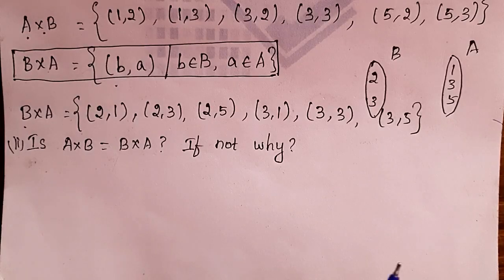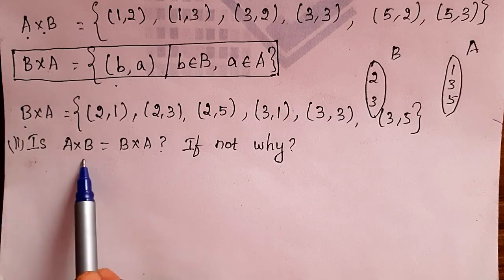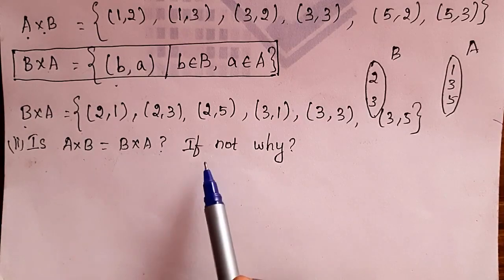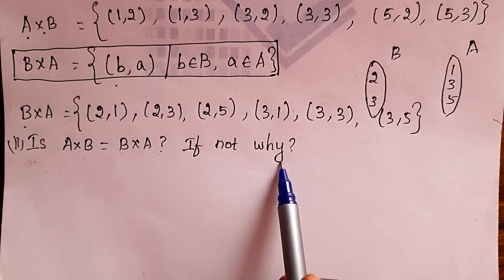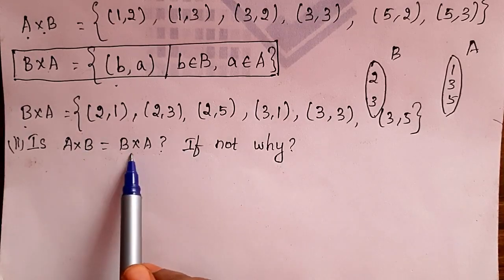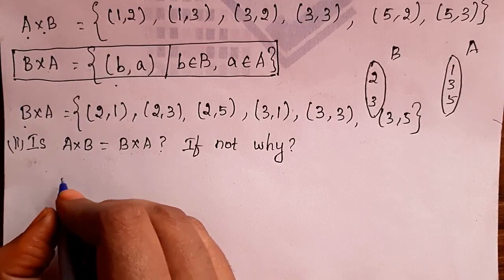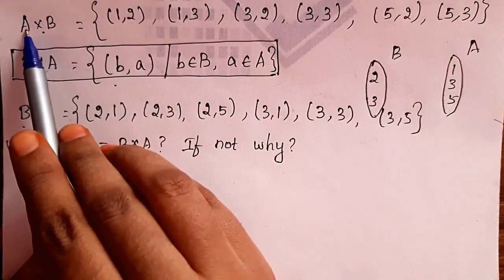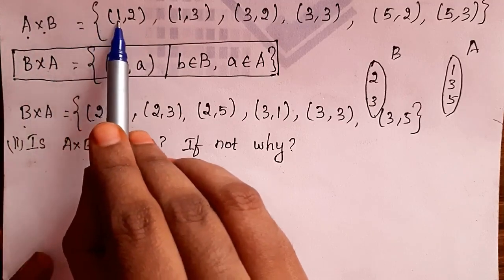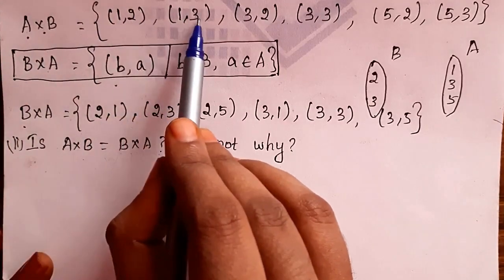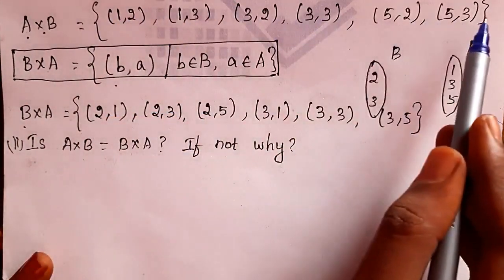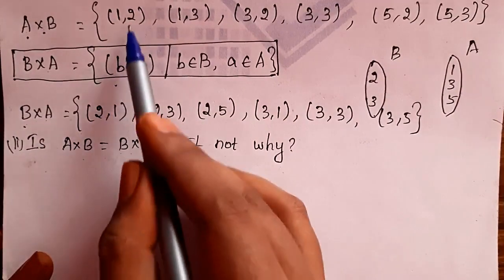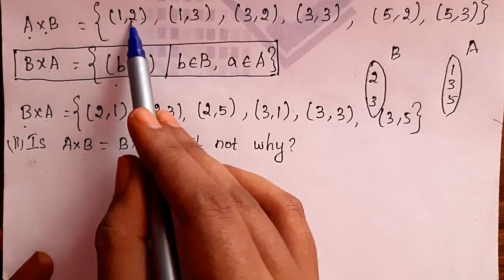And the second question they ask: is A cross B equal to B cross A? If not, why? Already you know both are not equal. So we can write it. Otherwise you can just check it. You have this A cross B: (1, 3), (1, 2), (1, 3), etc. Look at B cross A. Whether it is the same.